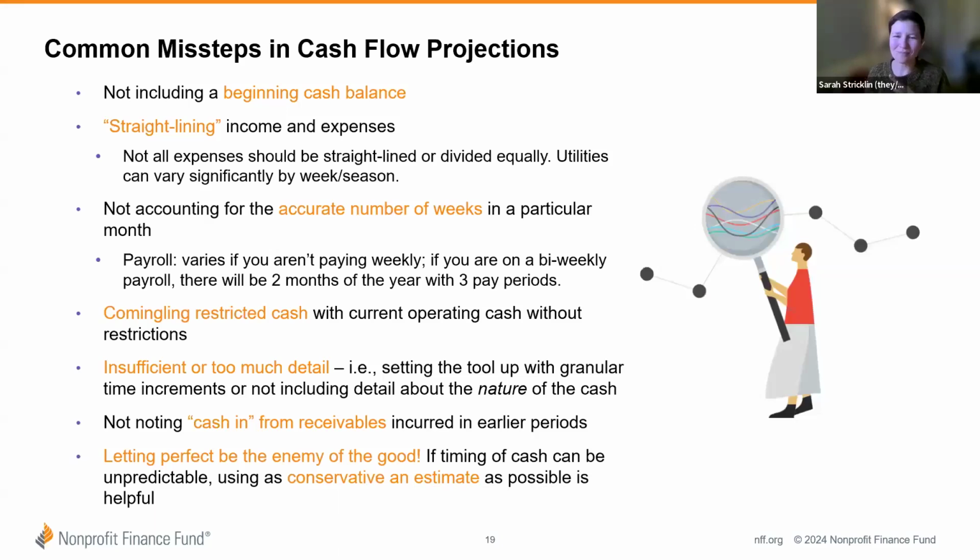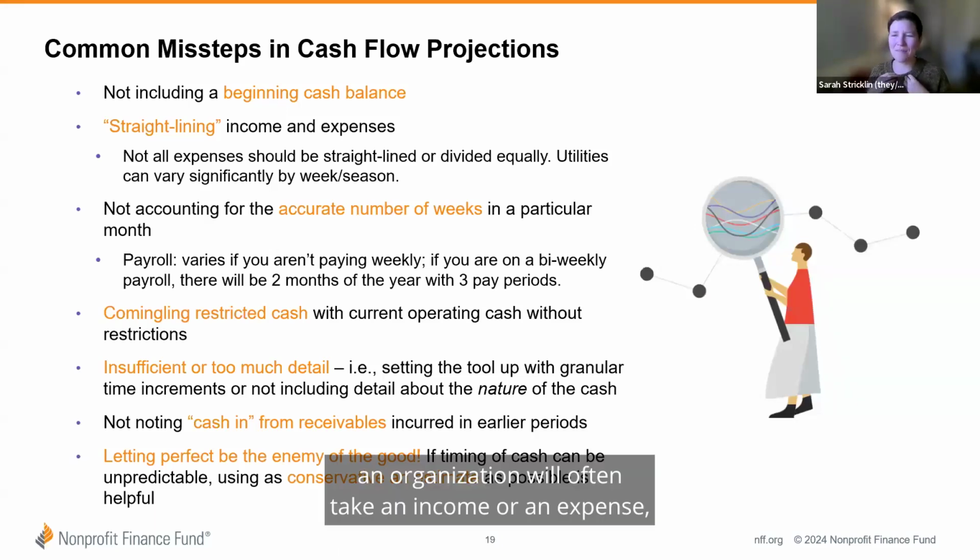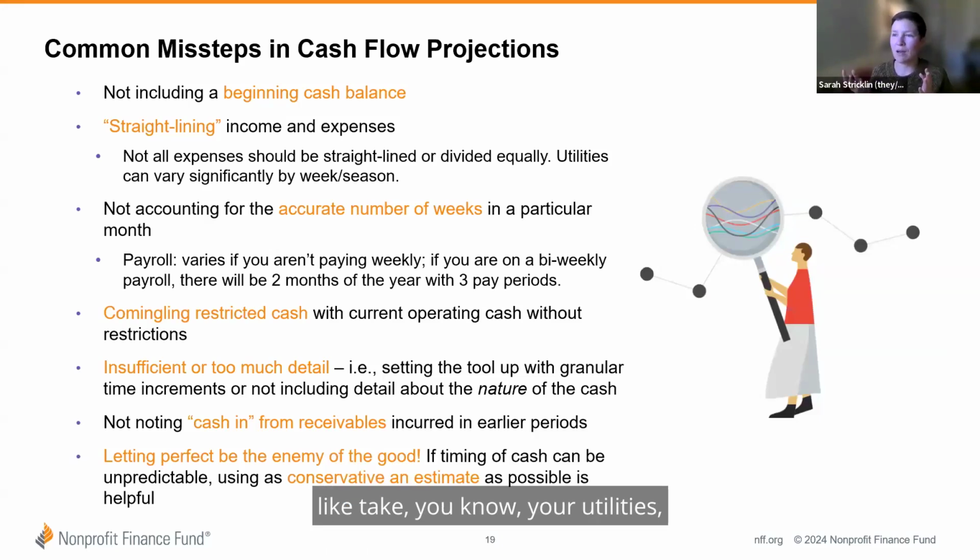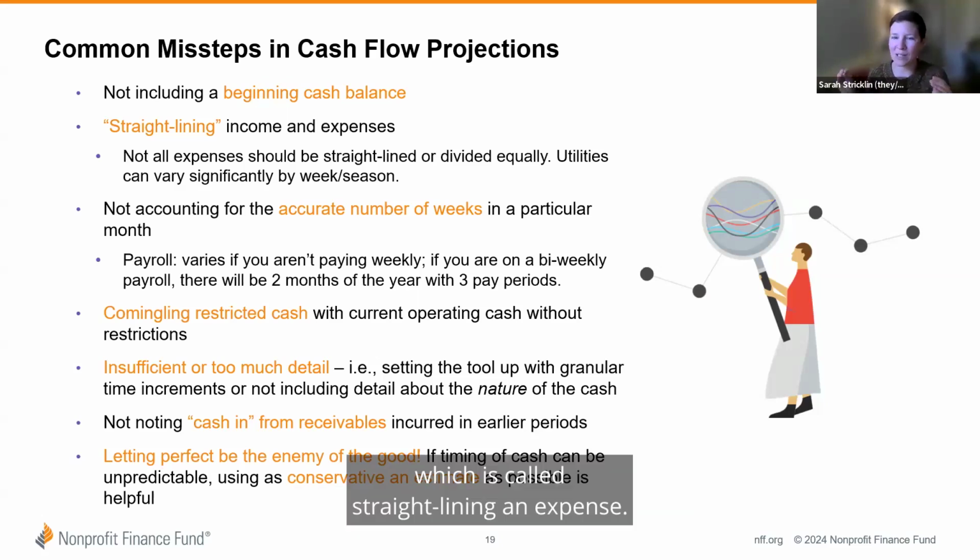Another mistake: an organization will often take an income or an expense, like your utilities, and just divide it by 12 over the year, which is called straight lining an expense.